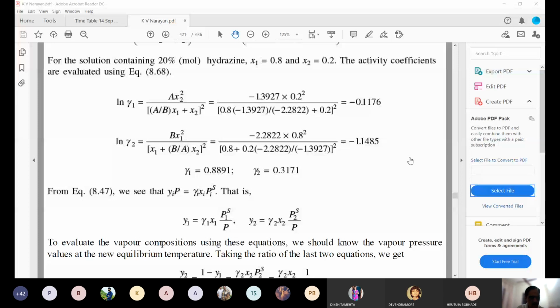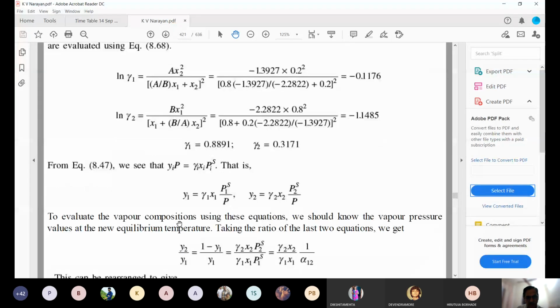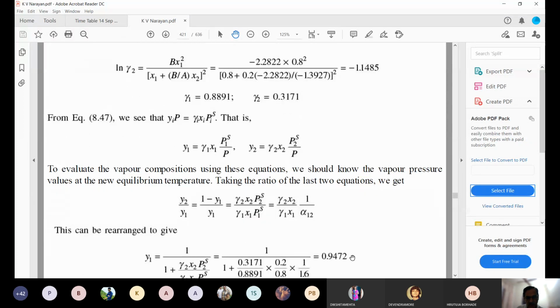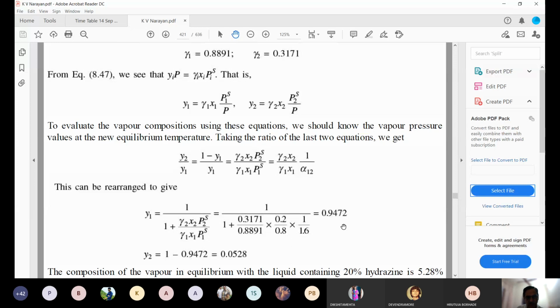So we have to use that other property which is given, that is alpha, which is the ratio of P1s and P2s. That's why we have taken Y2 by Y1, which will give us an equation in terms of alpha 1,2. Everything else is known. We can substitute this and find the value of Y1, and that is what you get, 0.9472 and 0.0528. Any doubts or questions on this problem?